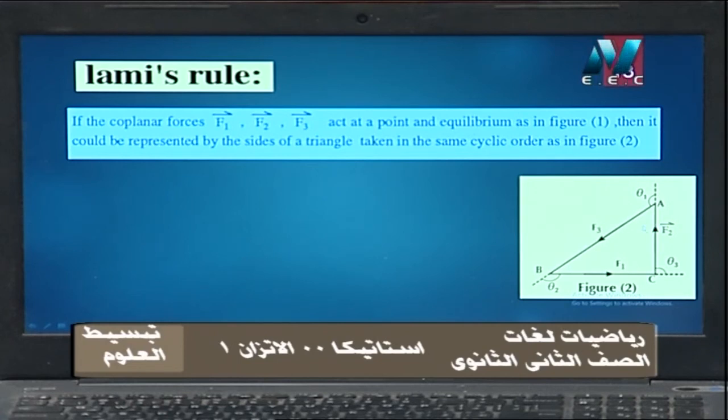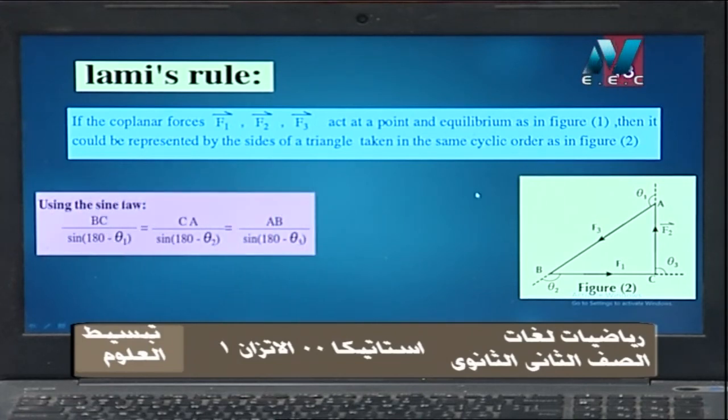And we have exterior angles here. Look carefully at this. Theta 1, which is opposite to F1, theta 2, which is opposite to F2, and theta 3, which is opposite to F3. If the forces act at a point and are in equilibrium as in figure 1, then they can be represented by the sides of a triangle taken in the same cyclic order as in the figure.